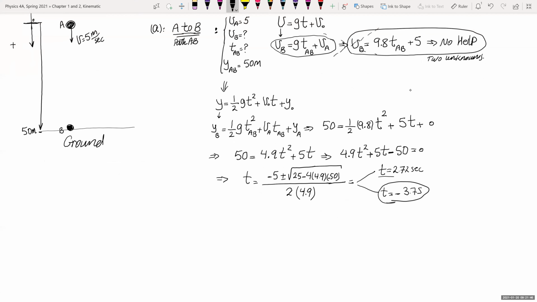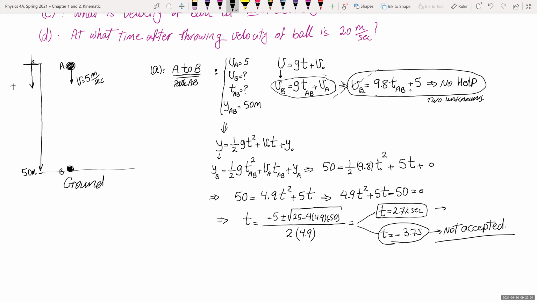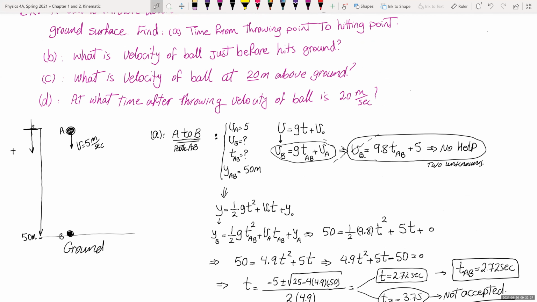Okay, so we get two answers. One is positive, the other one is negative. This negative answer is not accepted. Why? Because time cannot be negative. So the falling time from point A to point B is 2.72 seconds. So circle your answer and show all your work in quizzes and exams, exactly how I do here. Let's go on to part B and you will do part C.